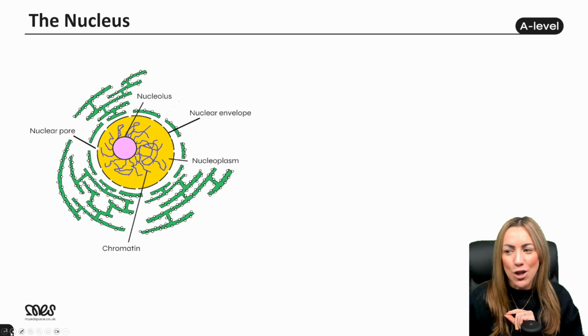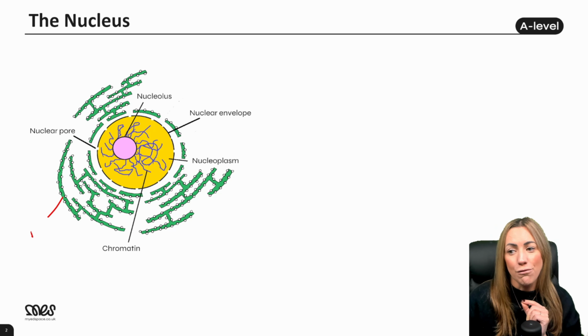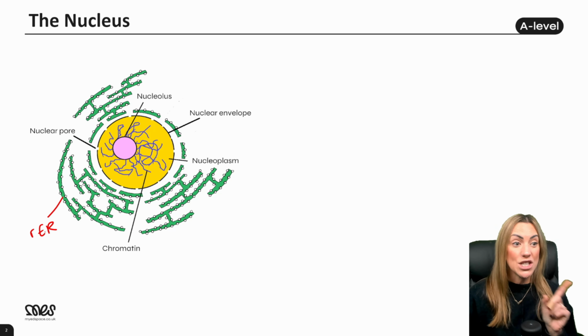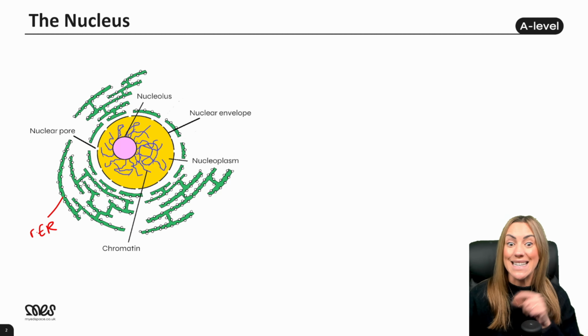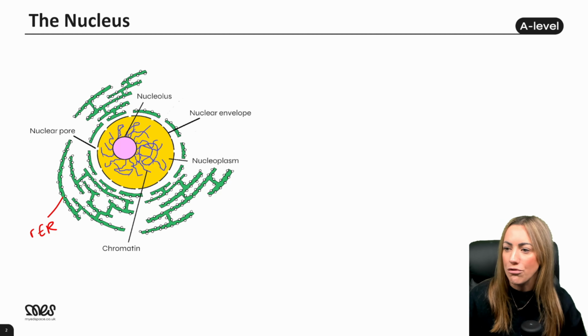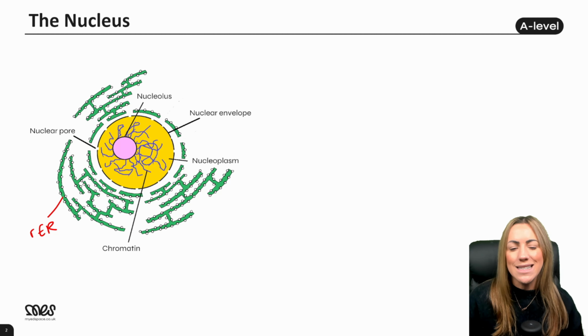So let's go. Here we've got the nucleus, okay? You can actually also see the rough ER as well, which surrounds the nucleus, because the outer membrane of the nucleus is continuous with the membranes of the rough ER. So that's what the green is, if you were wondering. You can see the ribosomes attached to the surface as well. But the nucleus itself, you can see the yellow circle in the middle.